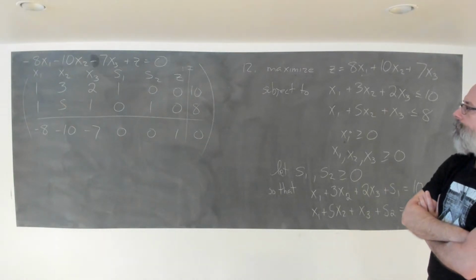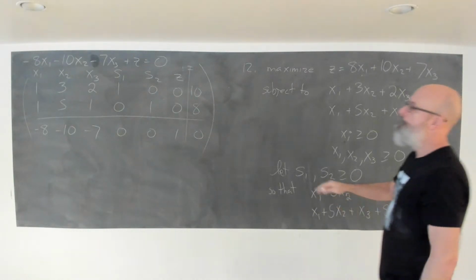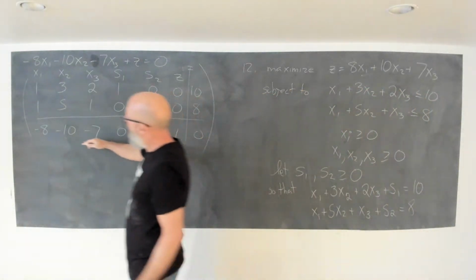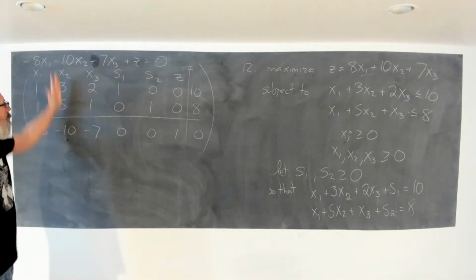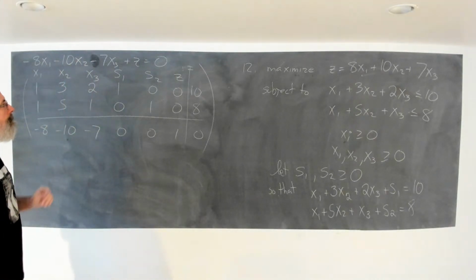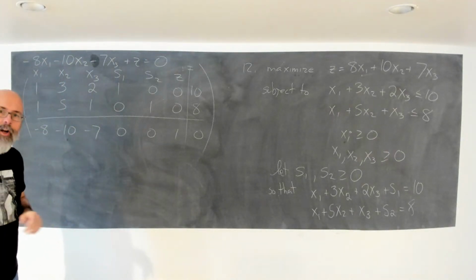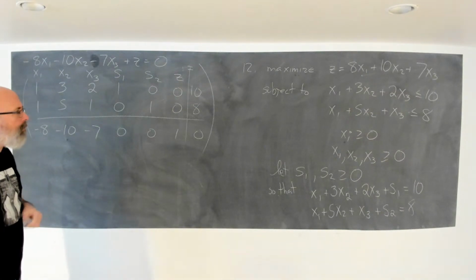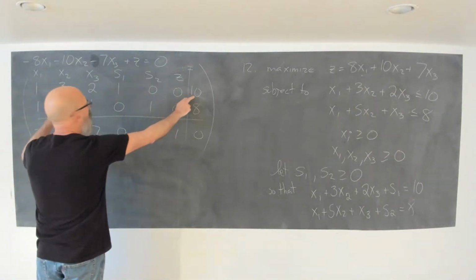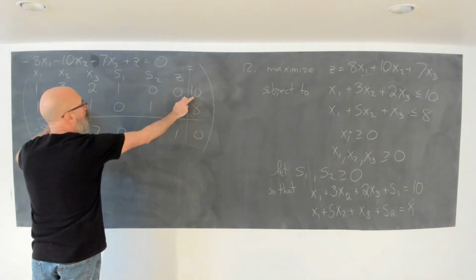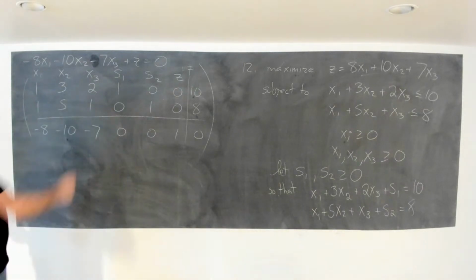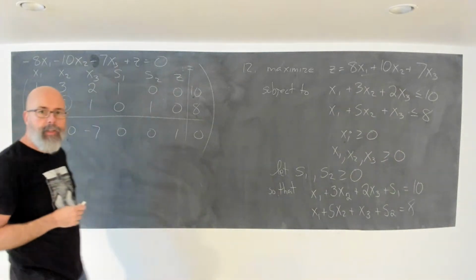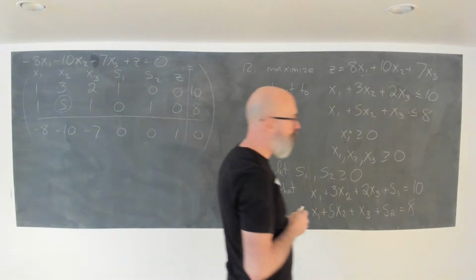All right. Most negative entry in the last row is negative 10. Our pivot is going to live in this column. Again, the pivot cannot be negative, nor 0. How do we choose it? Smallest quotient. 10 over 3, 8 over 5, and he suggests the pivot is 5. Absolutely.